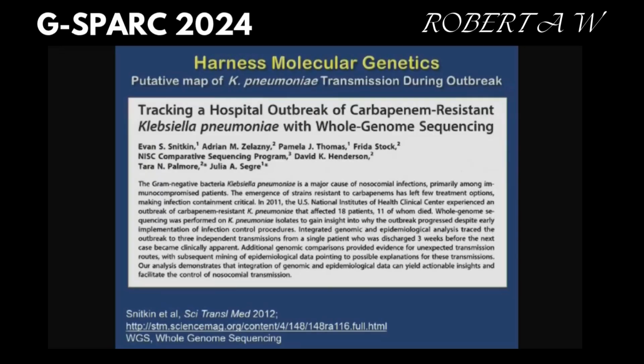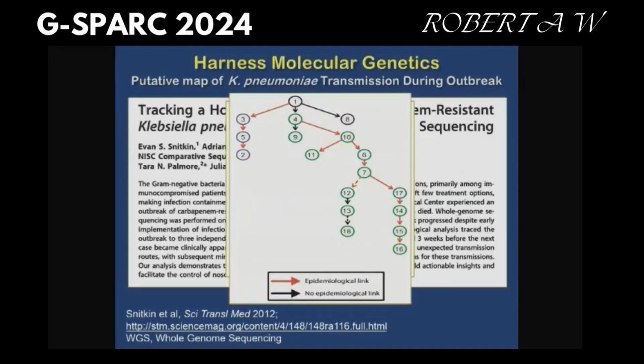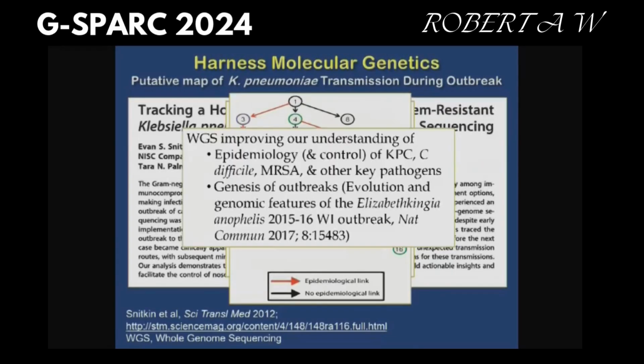outbreak at the National Institutes of Health, the NIH in the United States. This is an outbreak of carbapenem-resistant Klebsiella. And when they started the outbreak and tried to do epidemiologic mapping, this looked like a bowl of spaghetti. They really couldn't understand the spread from person to person. And when they applied whole genome sequencing, they were able to unravel this spaghetti and clarify the routes of transmission. Remarkable. And we've learned that whole genome sequencing, or WGS, has improved our understanding of many, many different pathogens. So this is really a very, very important molecular technique and a great advance.